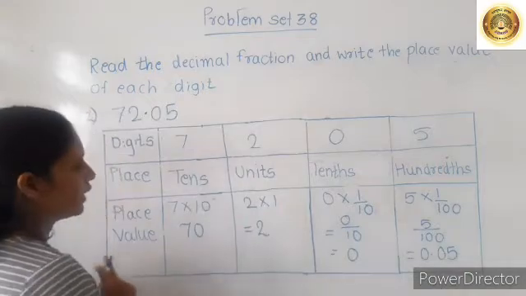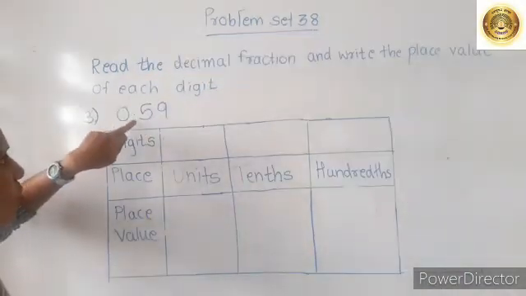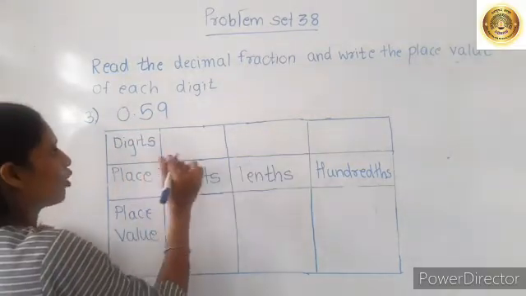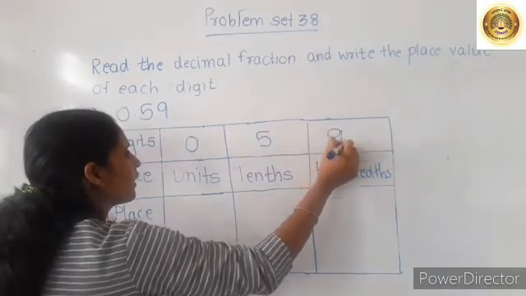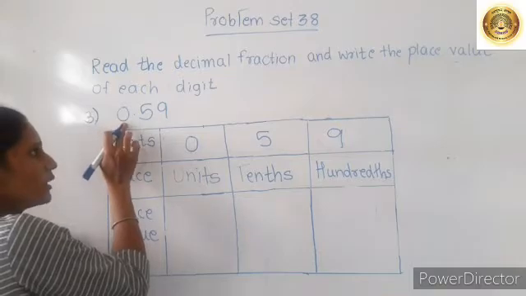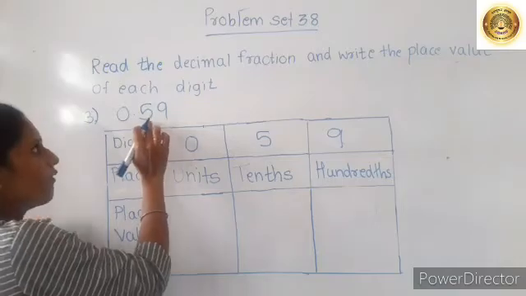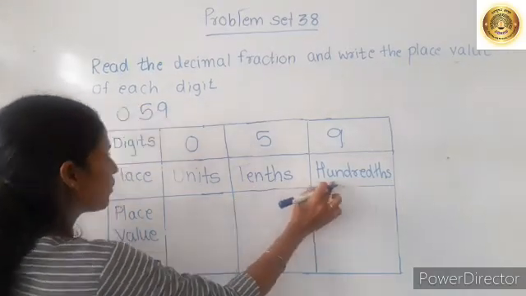0.05. So in this way you will solve this number 0.59. Now we will place them according to digits 0, 5, 9. On the left hand side of the decimal point it is the units place. So 0 is in the units place, and on the right hand side 5 is in the tenths place and 9 is in the hundredths place.